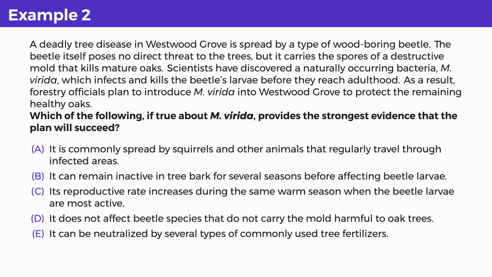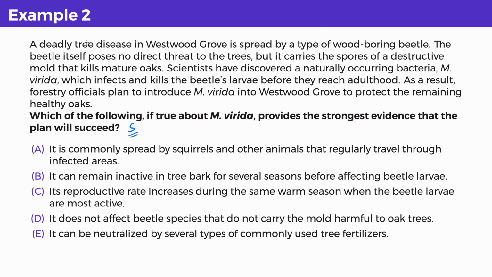Let's do one more. Let's read the question first. Which of the following, if true about M. virida, provides the strongest evidence that the plan will succeed? So now we want to do exactly the opposite as before. So we want to provide a strong evidence of the success of a plan. So this is a strengthening question.